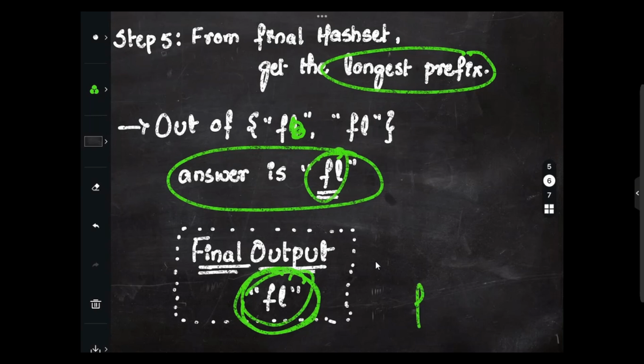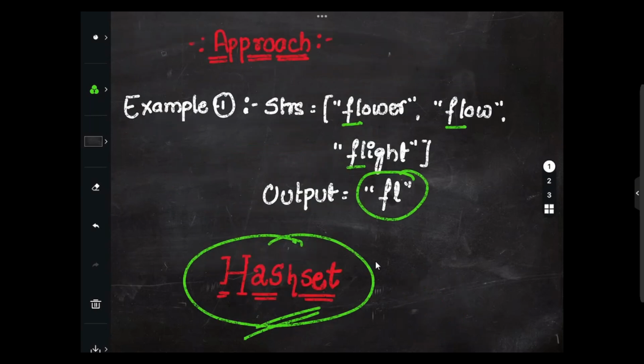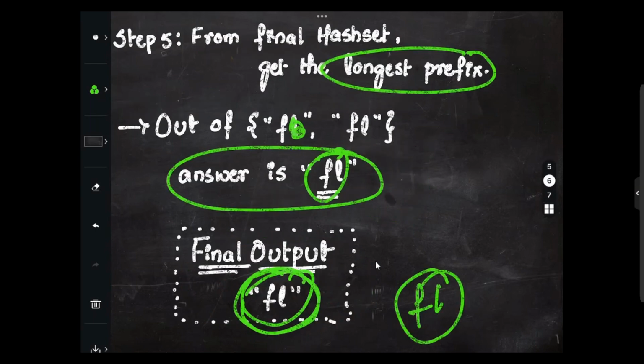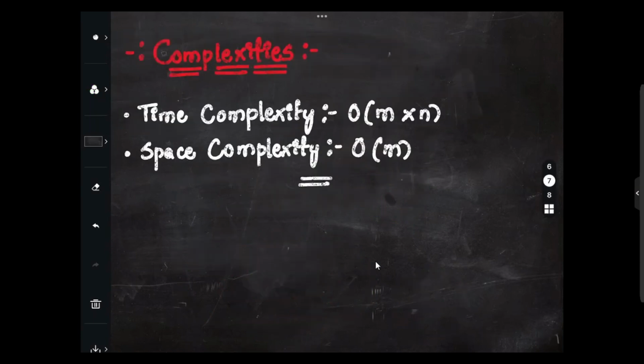Final output we got here as FL, the longest common prefix, which is equivalent to the output that they have given for the first example, basically. So the approach works absolutely correct in this case. So I hope the approach part is completely clear. Now let's do one thing. Let's discuss the complexities.